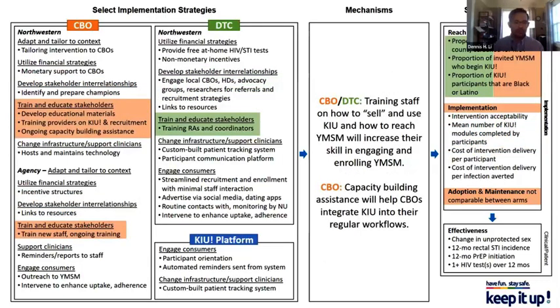Training and education is one that almost everyone should be familiar with. In particular, we trained CBO staff, and our own research assistants and coordinators, how to use and sell Keep It Up to potential participants and how to reach them. So by increasing the skills in engaging and enrolling YMSM among staff in both arms, we're hoping to increase the ability to reach more YMSM. And in the CBO arm, we offer ongoing capacity building assistance, which will help integrate Keep It Up into their normal workflows. Obviously, I think with COVID, things have gotten a little shaky, but it's probably true across the board.